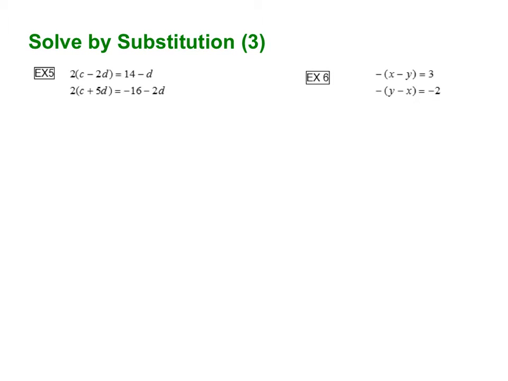All right, so example 5 has different variables, a c and a d. That's okay, it's just like x and y, but you can use c and d. But again, they look like they have a lot going on, so we're going to clean these up. We're going to start by distributing. So I'm just going to do this work over here.